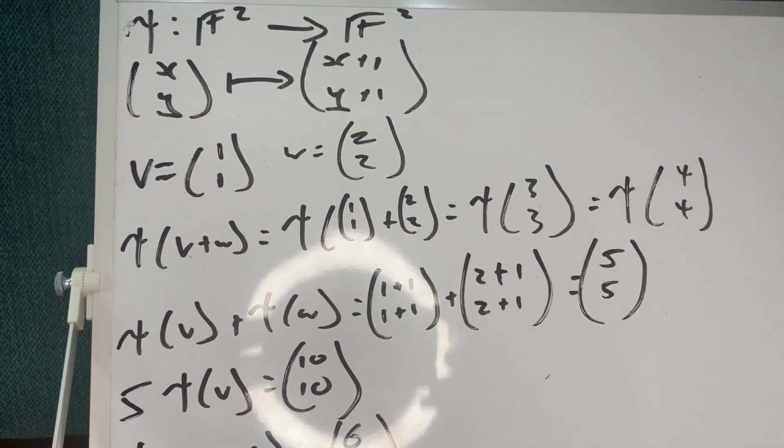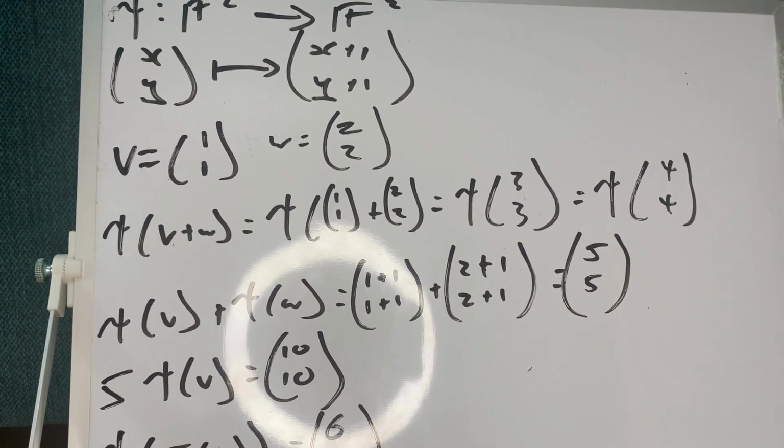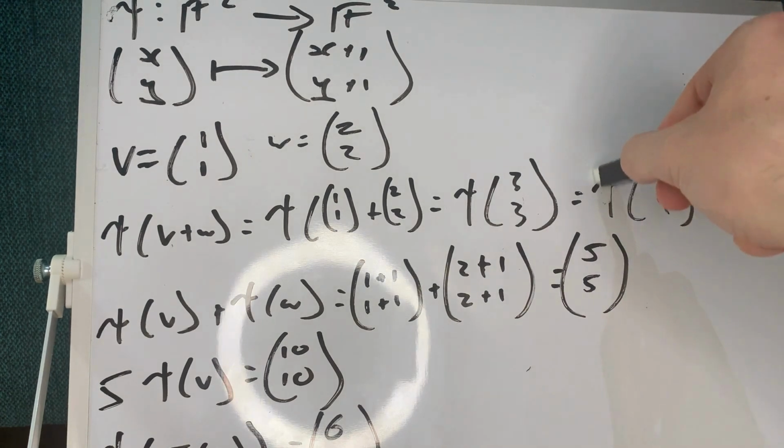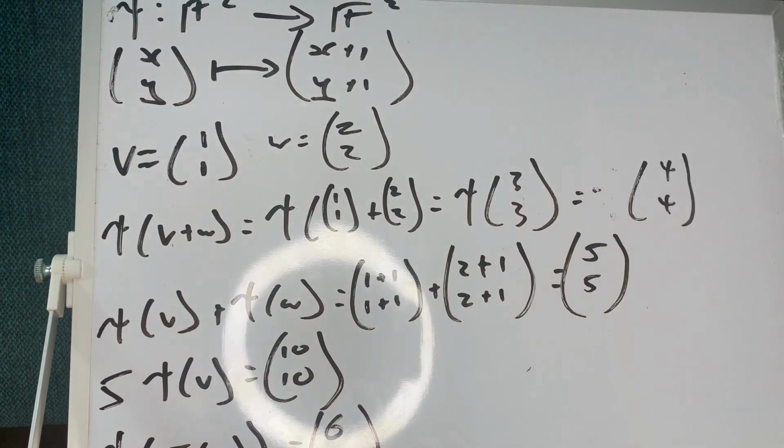So we're going to define v as (1, 1) and w as (2, 2). And so phi of v plus w, I've written out the steps there. Obviously v plus w is going to give us (3, 3) because we just added them together. Then we apply phi to that, add 1 to the x and the y, and we get (4, 4). Sorry, this shouldn't be here. Hold on. There you go.